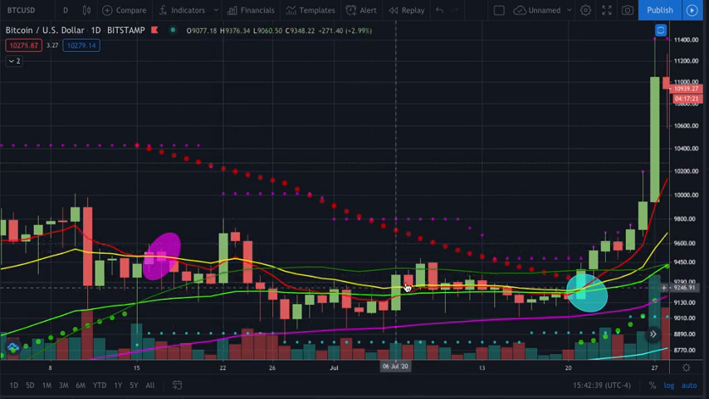Same thing right here. You might see this come up here, and then it might come back down all the way to the 89 and stop a bunch of people out. But you might get a better entry, actually, just by missing that.